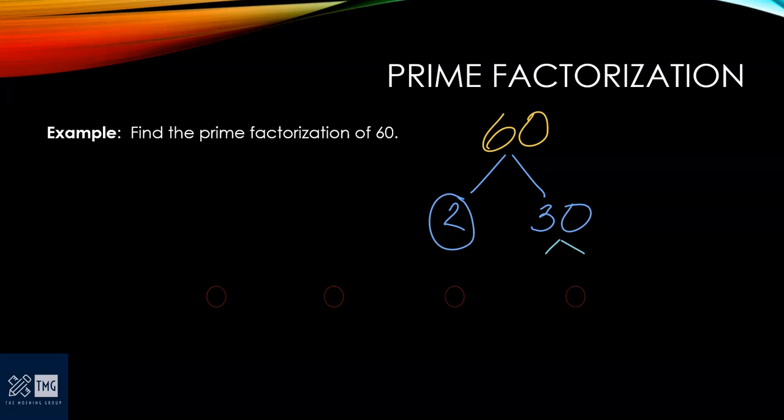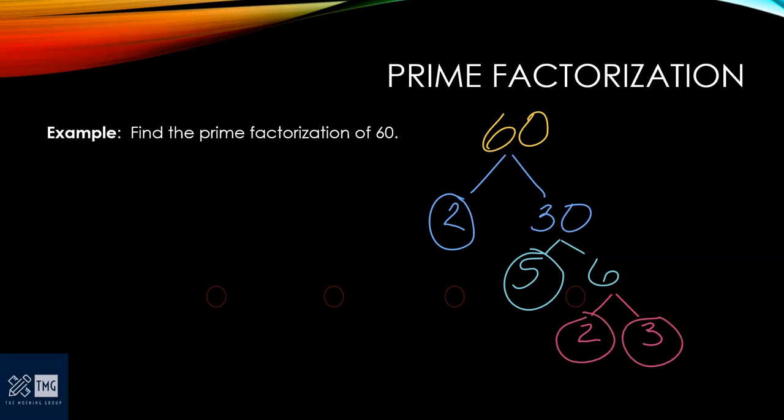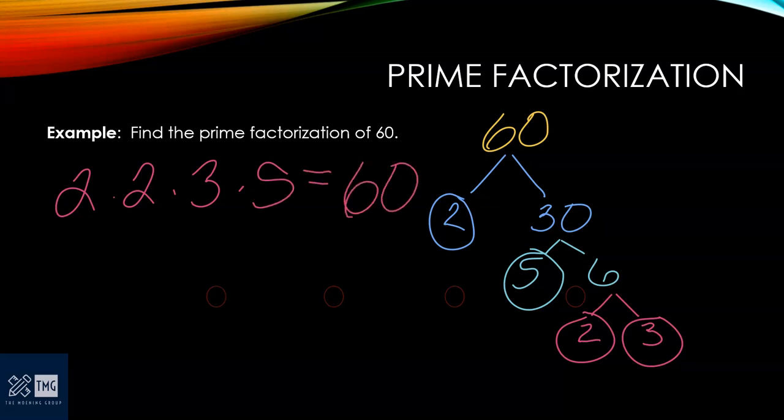So what multiplies to get 30? Well, when I see 30, I think 5 times 6. So 5 is prime, so I circle that. Now I look at 6, and 6 breaks down into 2 and 3, both of which are prime. So now you can see at the bottom of every branch, they are circled. So I have 2 times 2 times 3 times 5. So that is the prime factorization of 60.